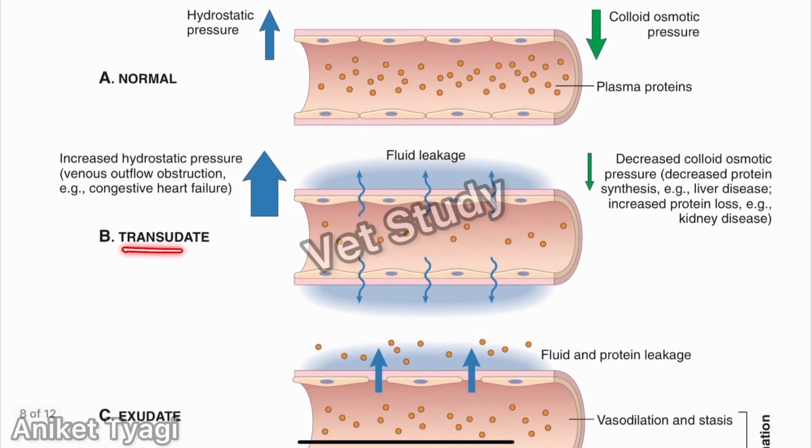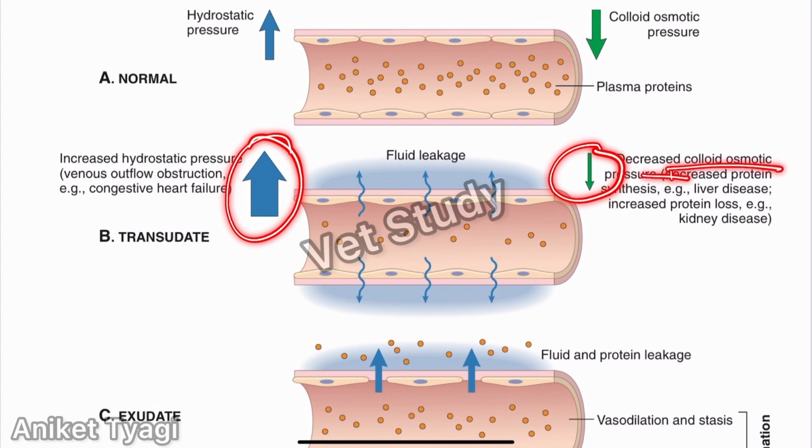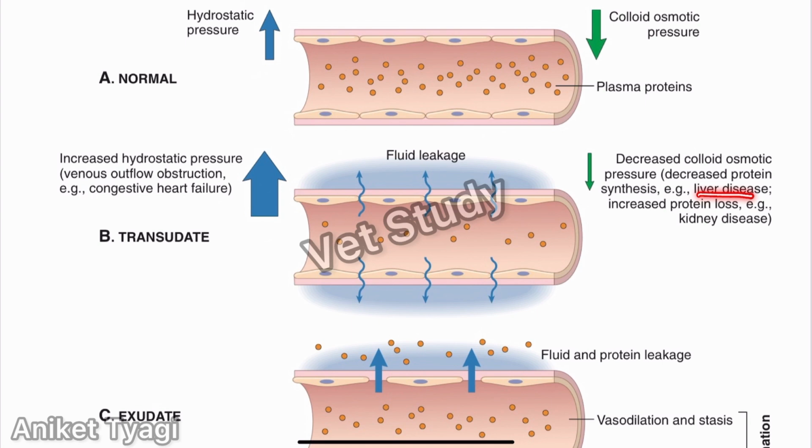But in case of transudate, there will be increased hydrostatic pressure, and there will be decreased colloidal osmotic pressure. So what will happen? The fluid will leak out, because this pressure is more and this pressure is less, and this decrease in colloidal pressure occurs when there is liver disease. If there is liver disease, then what will happen? There will be increased protein loss, because you may know that liver is the major site of protein production, right?